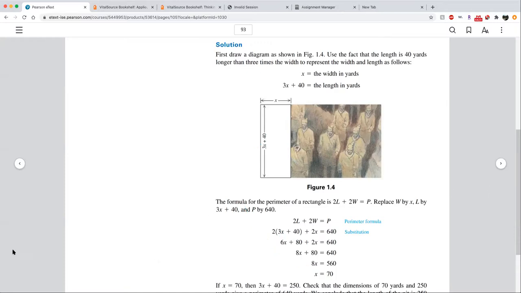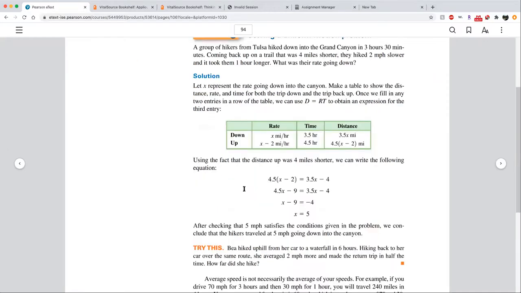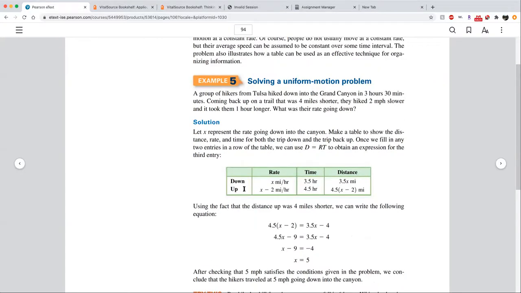If you struggle to understand the problems, please look at the solutions in the examples again after class. I'm going to cover just the examples in section 1.2. The next one is solving a uniform motion problem. That problem is related to speed, distance, and time.